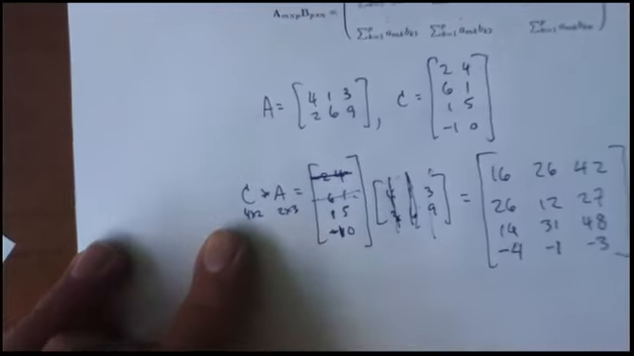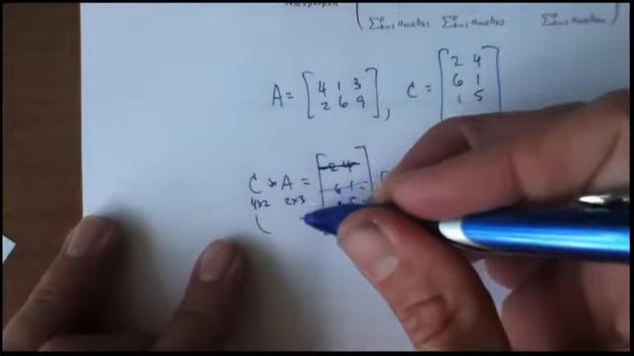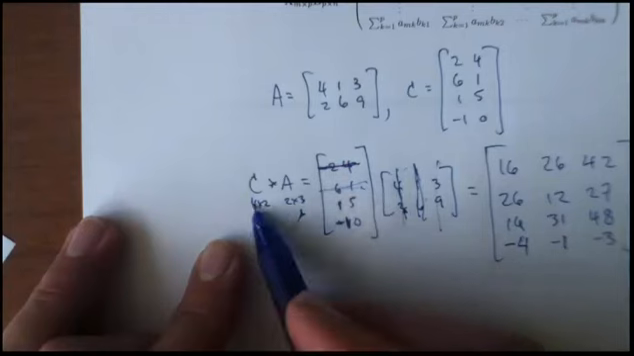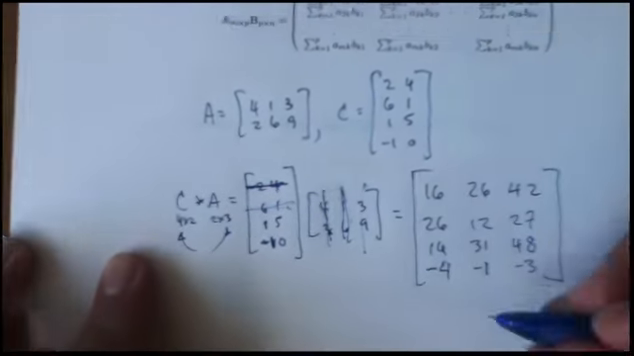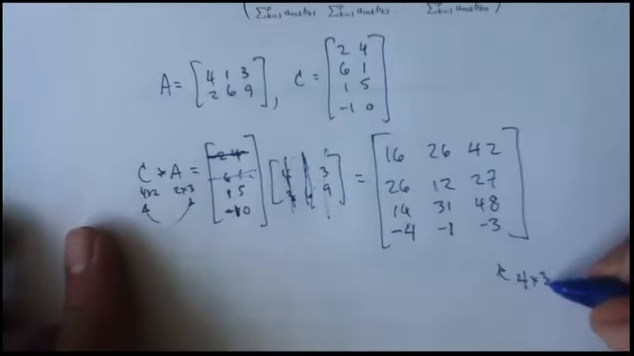Okay, when you take the product of matrices like this, the dimension of the new matrix is going to be this number by that number. Notice that is indeed true. It's 4 rows by 3 columns. Okay.